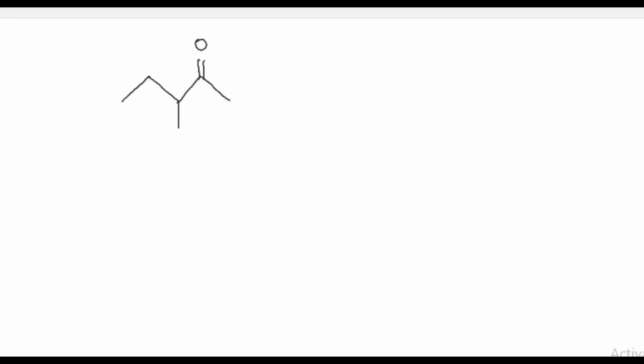If you start numbering from either side, this is 1, 2, 3, 4, 5. The longest chain contains 5 carbon atoms, so pentanone, but the methyl group is present on the third carbon. So 3-methylpentan-2-one. This is the name of this ketone.